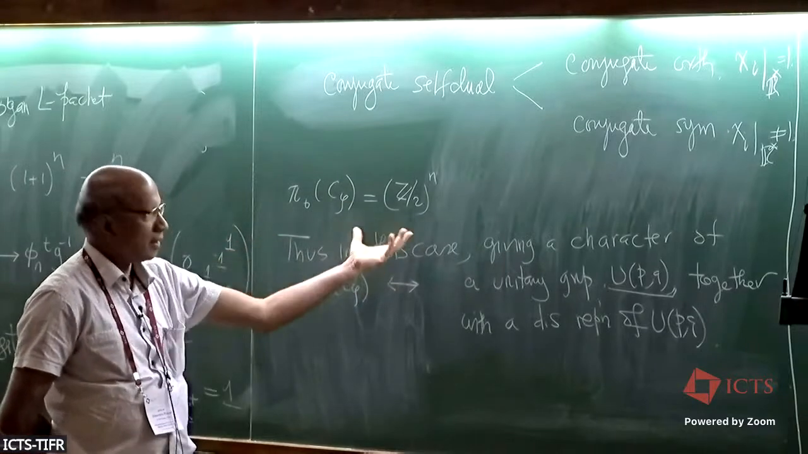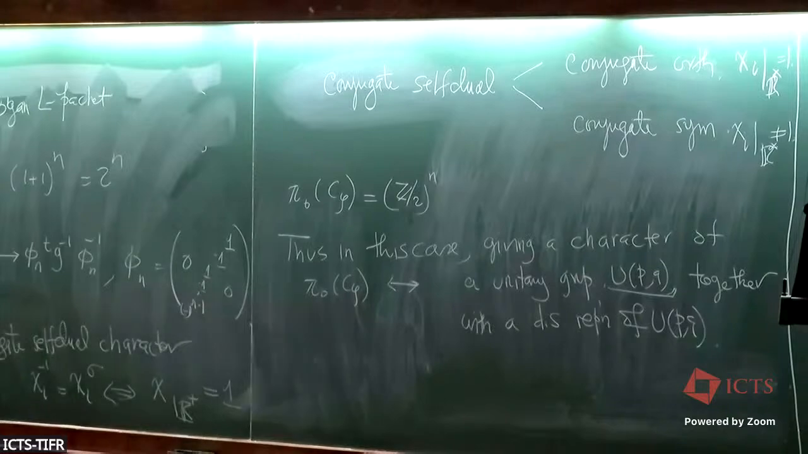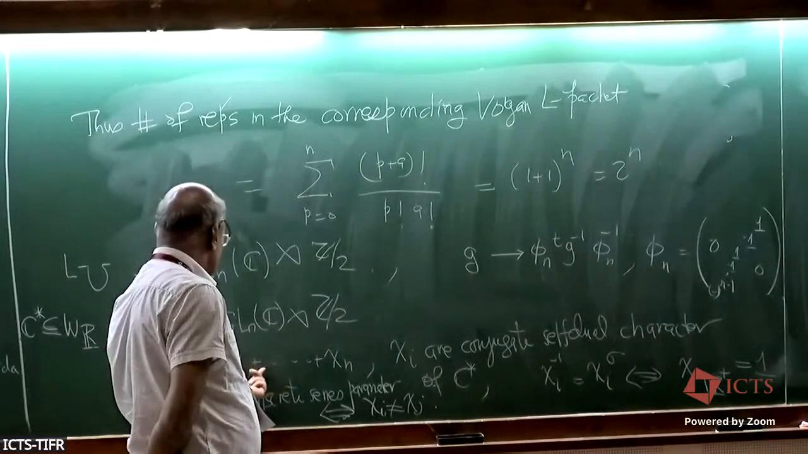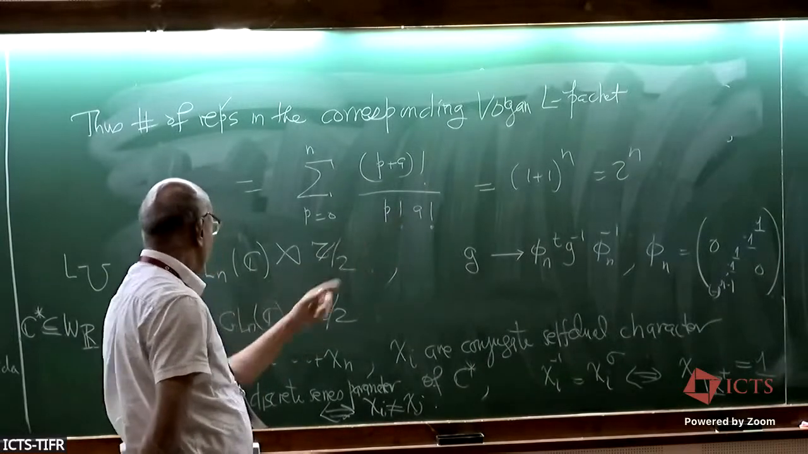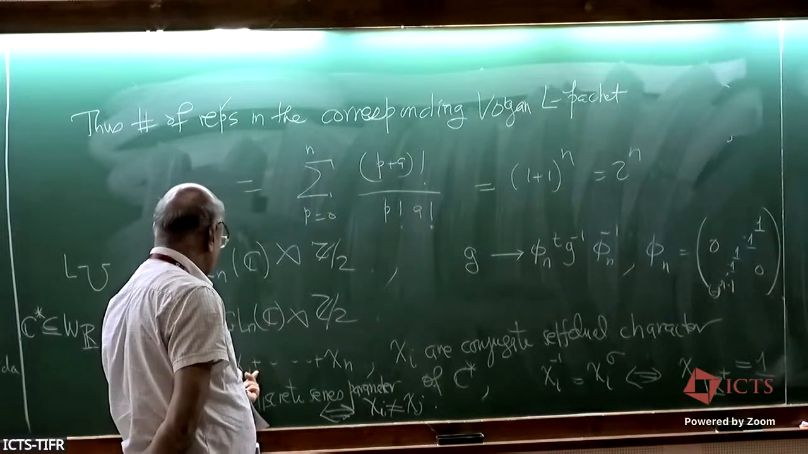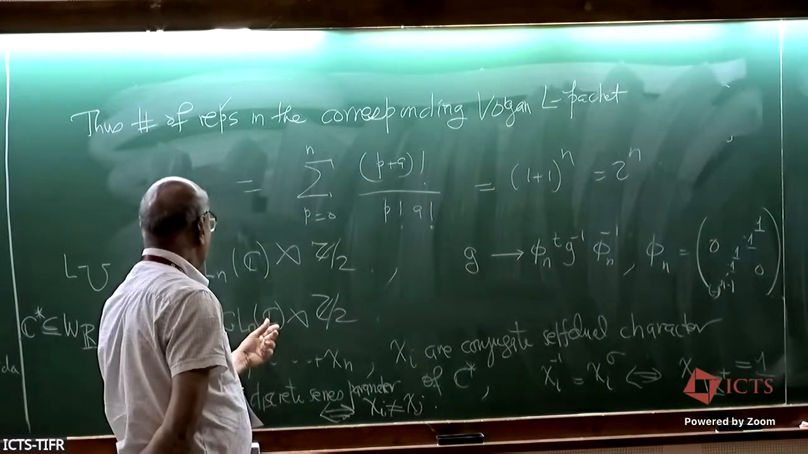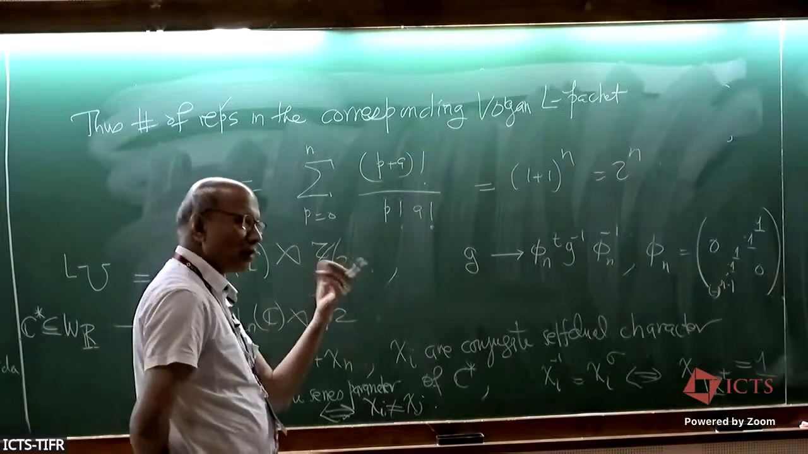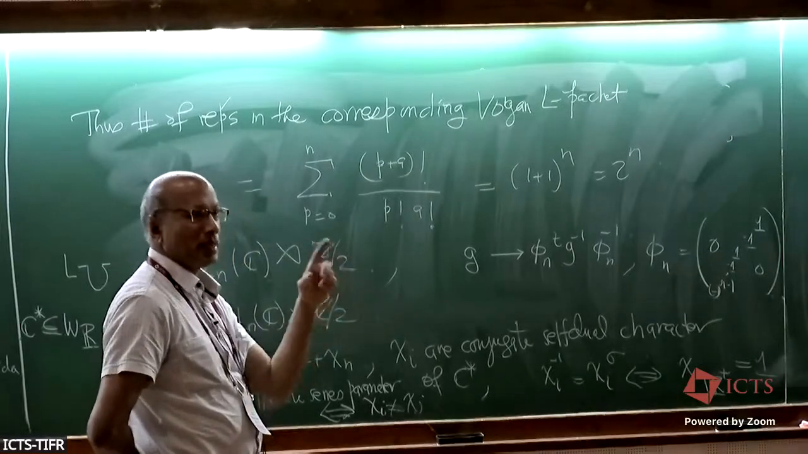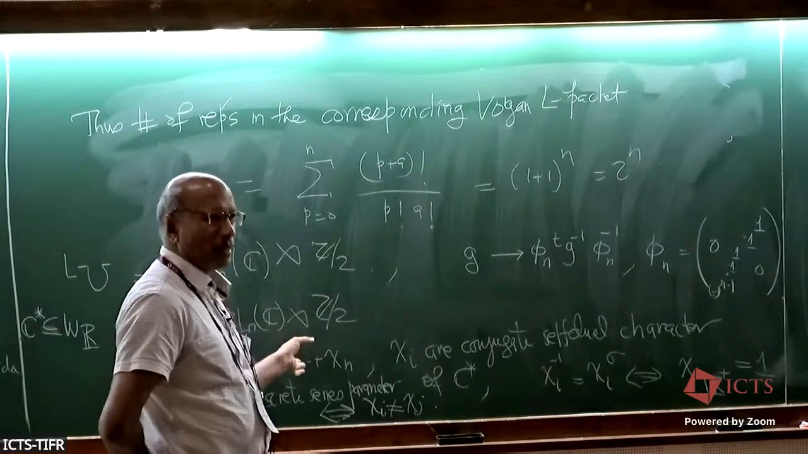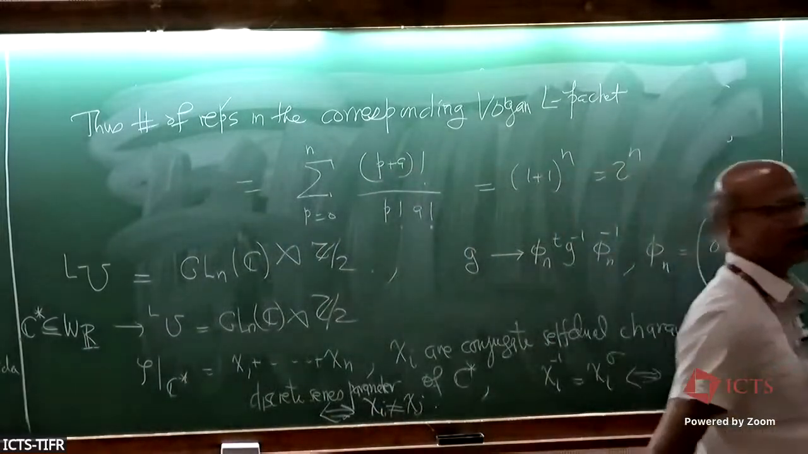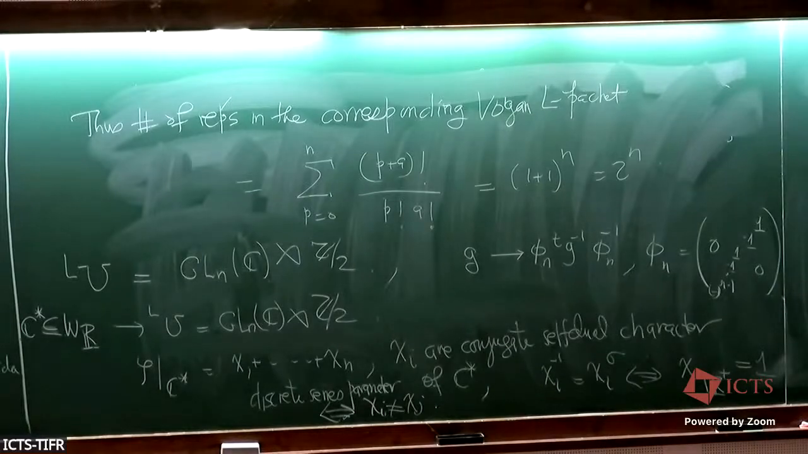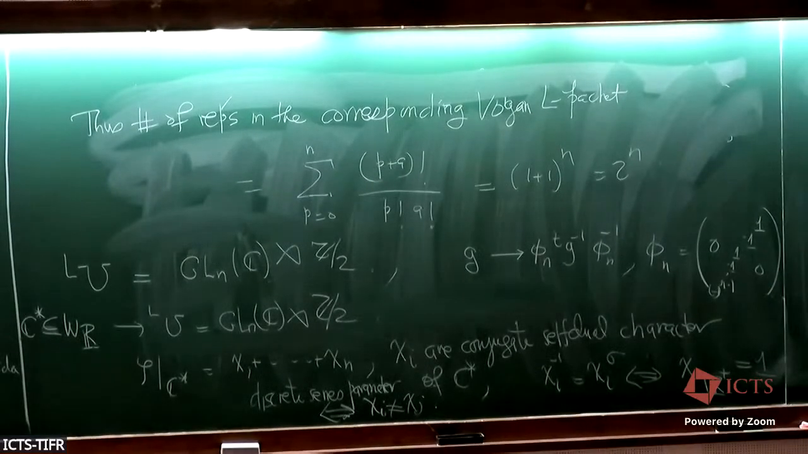And then you will see that Z mod 2 to the power n is in fact parametrized by these chi_i's. On some chi_i's, it takes the value 1. On some other chi_i's, it takes the value minus 1. And then you construct a discrete series representation. Okay, good.